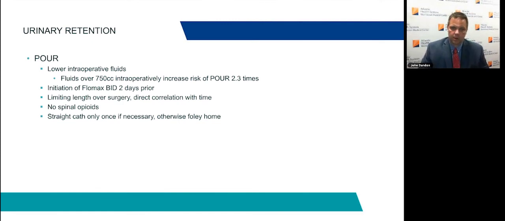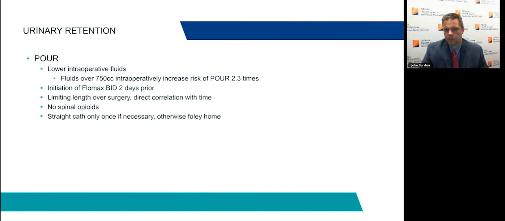And so I sat down with some of the urologist colleagues and said, what can we do? And we looked at some of the studies. And then we found intraoperative fluid was our number one risk factor in this. Fluids over 750 cc's intraoperatively gave us an increased risk of 2.3 times for post-op urinary retention. So now we limit our fluids to under a liter during the whole post-operative process.